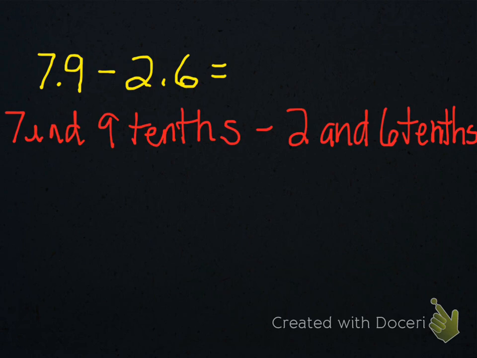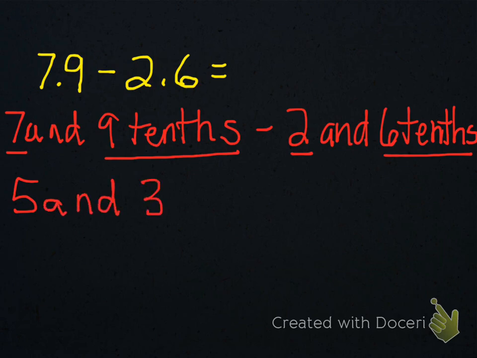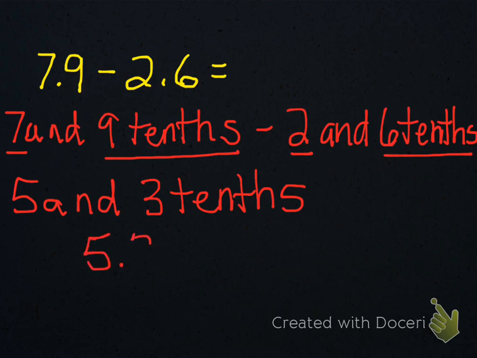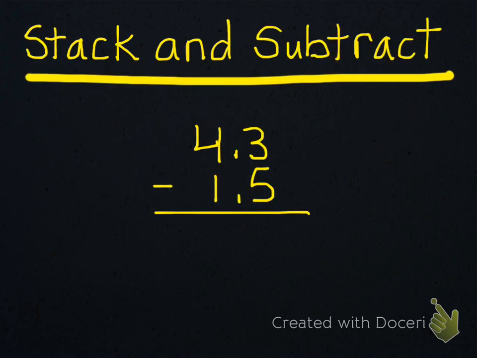Now, as you remember, we are going to start by subtracting our whole numbers. So we're going to take 7 and we're going to take 2 and we're going to subtract them. 7 minus 2 is 5. Now we're going to subtract 9/10 and 6/10 and we would get 3/10. 9 minus 6 is 3. So our number is 5 and 3/10. When I write that as a decimal, I write it as 5.3.